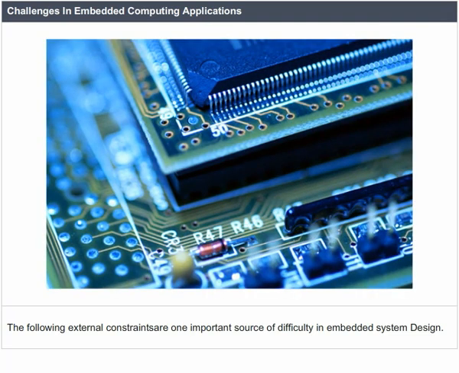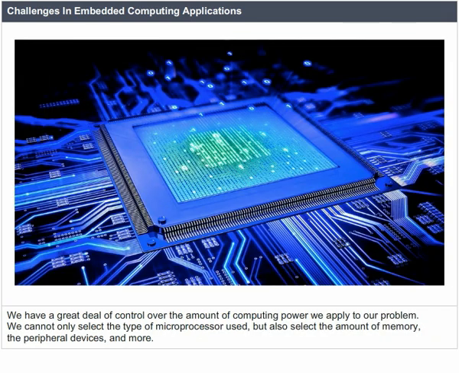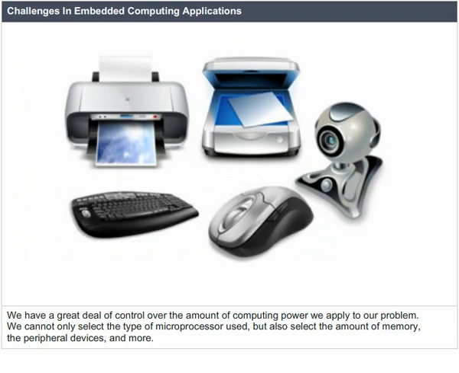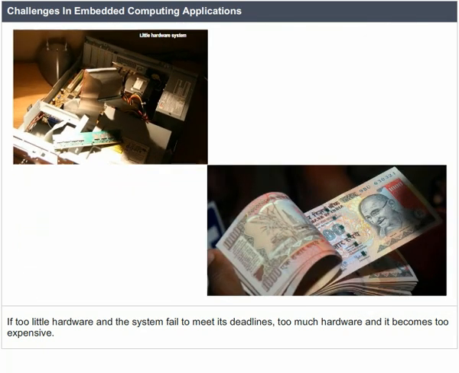The following external constraints are one important source of difficulty in embedded system design. How much hardware do we need? We have a great deal of control over the amount of computing power we apply to our problem. We can not only select the type of microprocessor used, but also select the amount of memory, the peripheral devices, and much more. If there is too little hardware, the system fails to meet its deadlines. If there is too much hardware, it becomes too expensive.